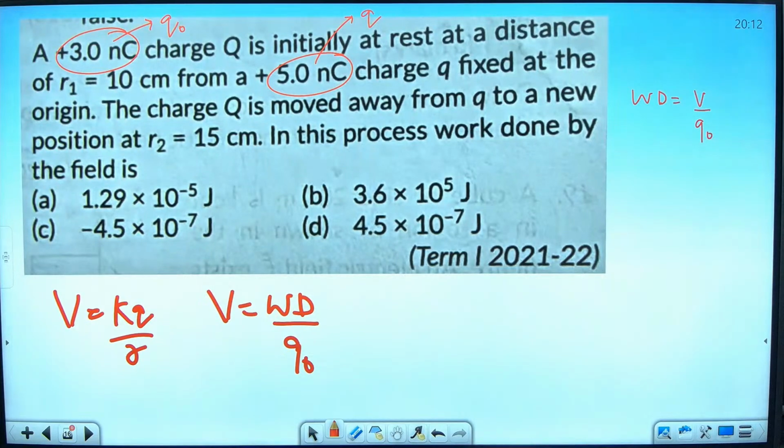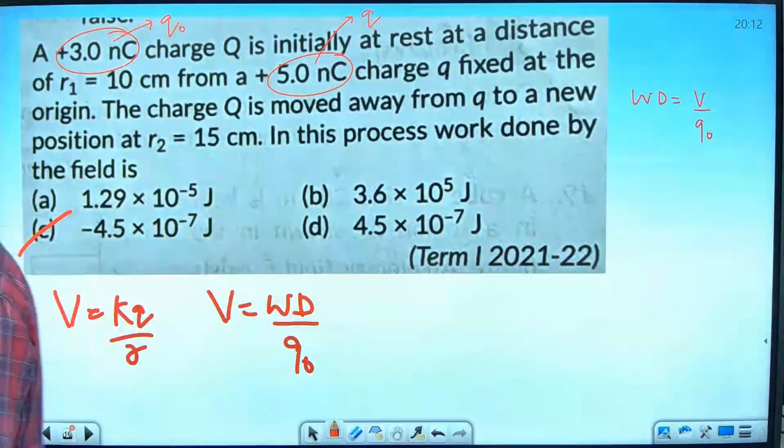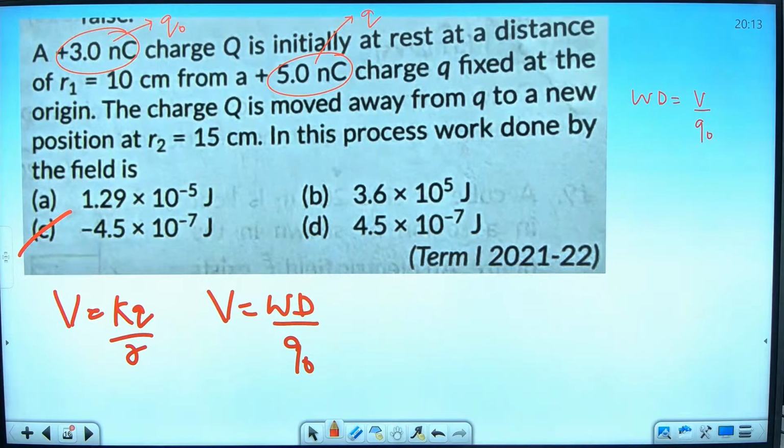Did you get any answer? Okay, Tarun has got C. Anybody else? Any other answer you are getting? How have you found it? You found KQ by R1 and KQ by R2, for 10 centimeter and 15 centimeter, both, and subtracted them and got the difference. Very good. Then multiplied into Q naught, which is 3 nanocoulomb. Then you got this answer.